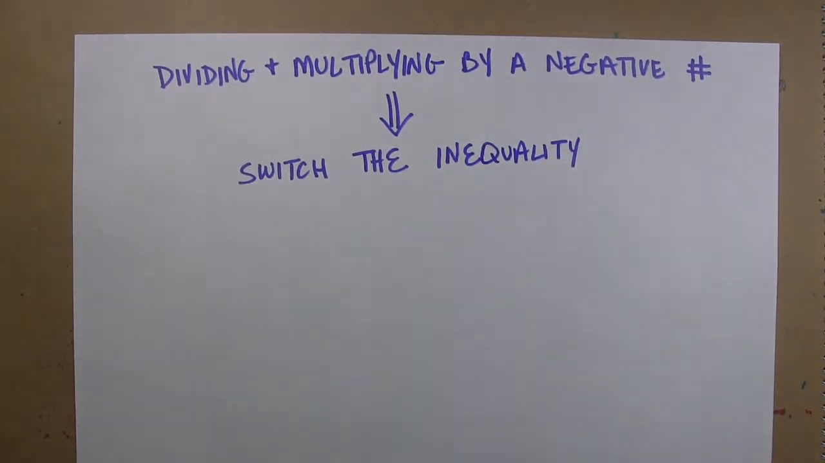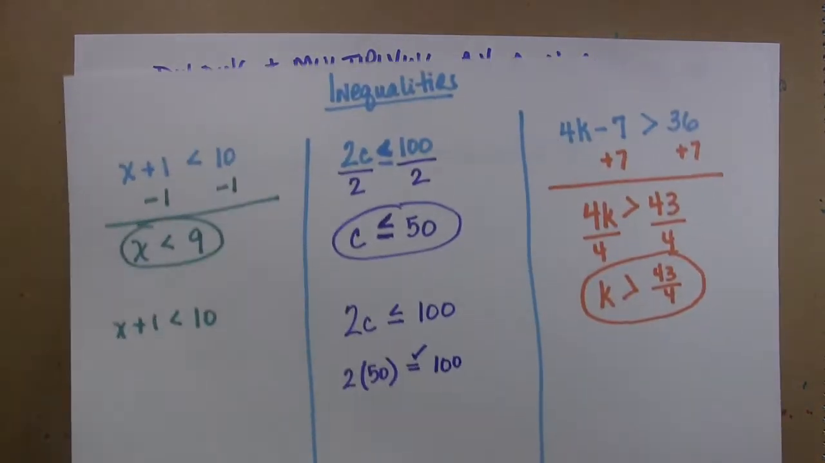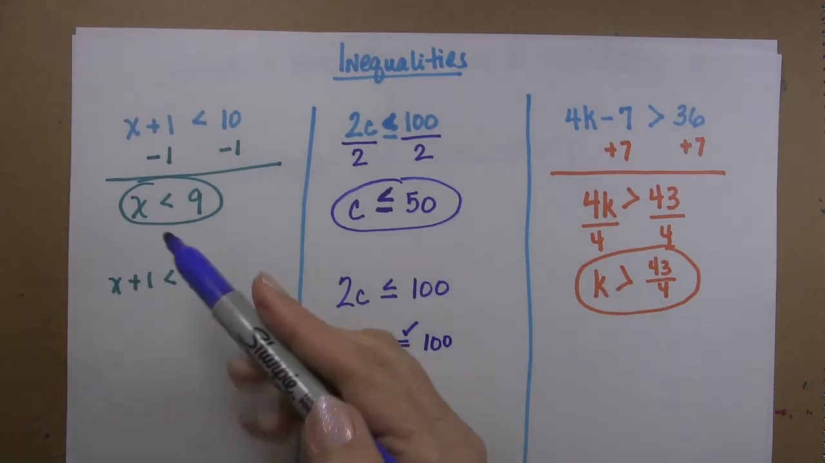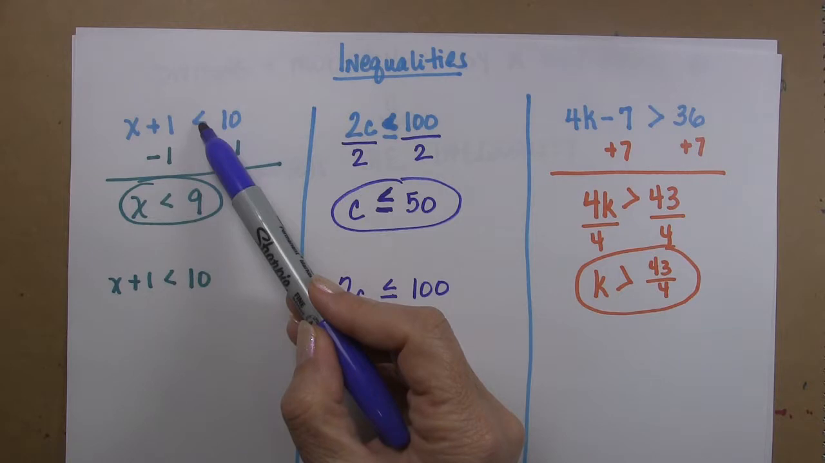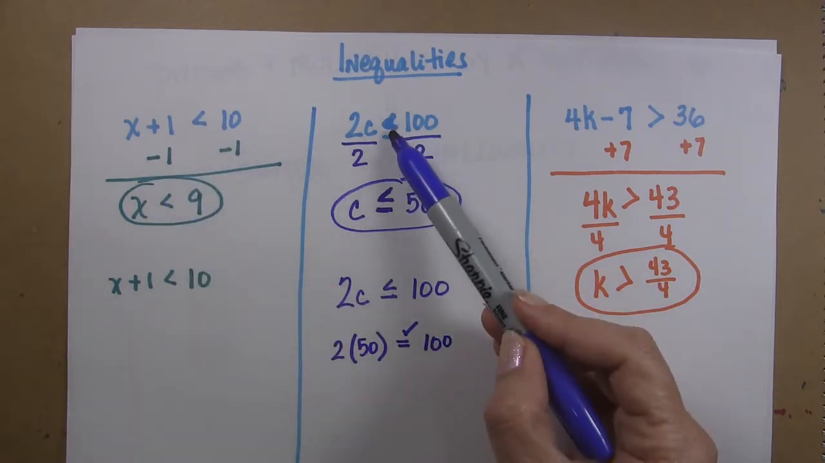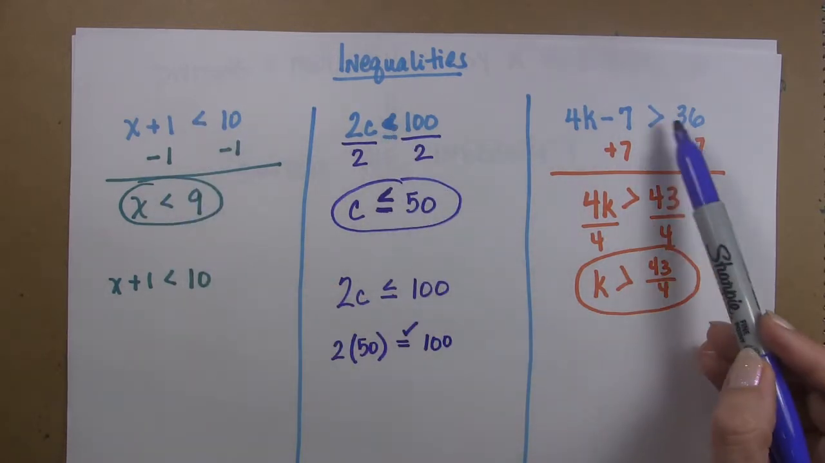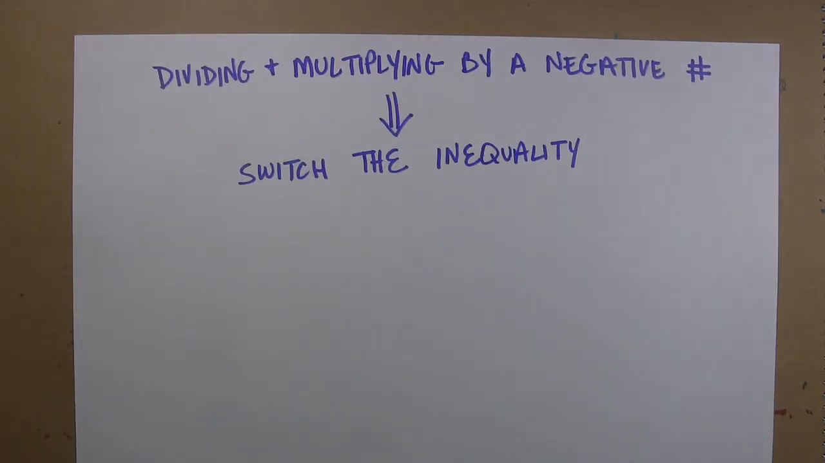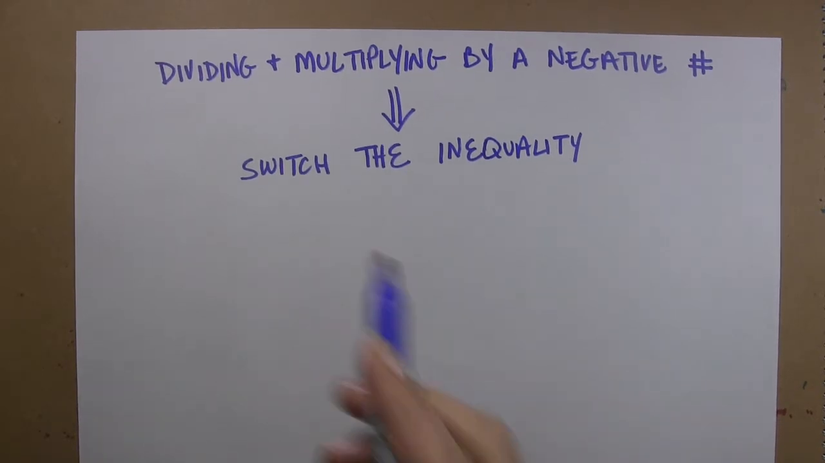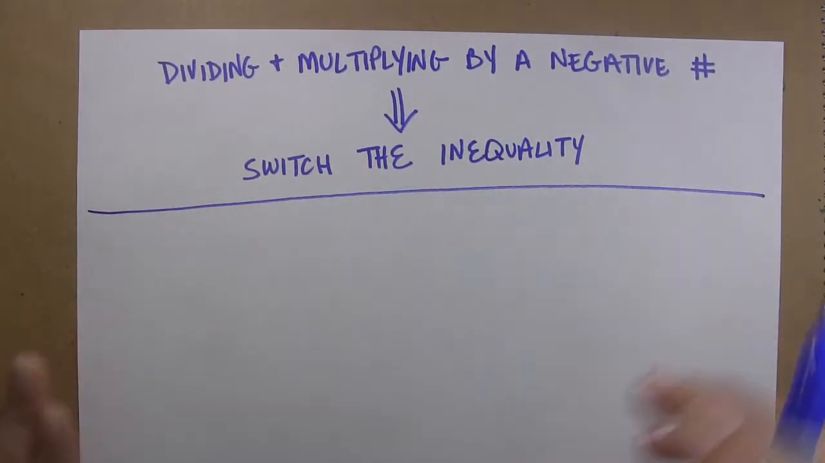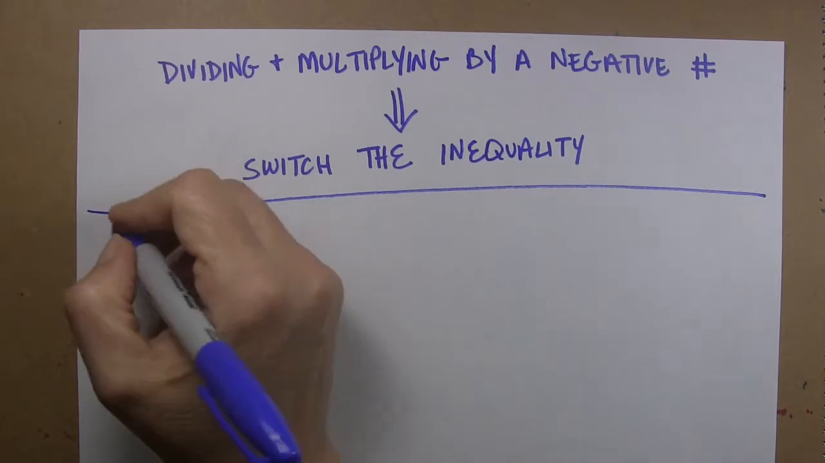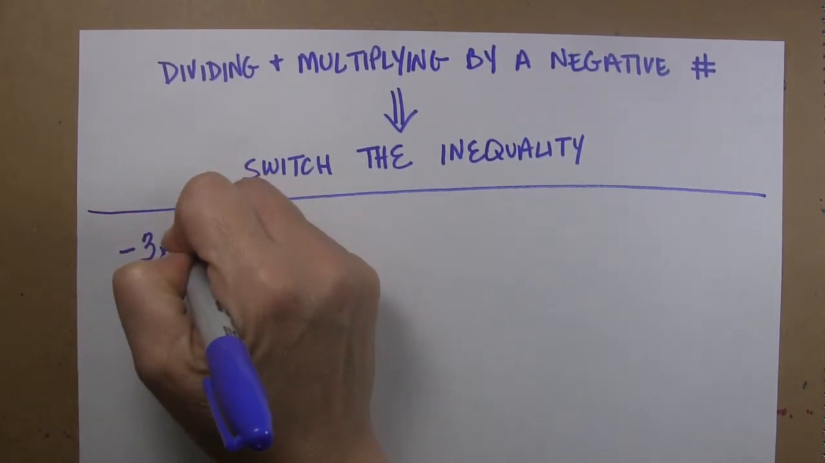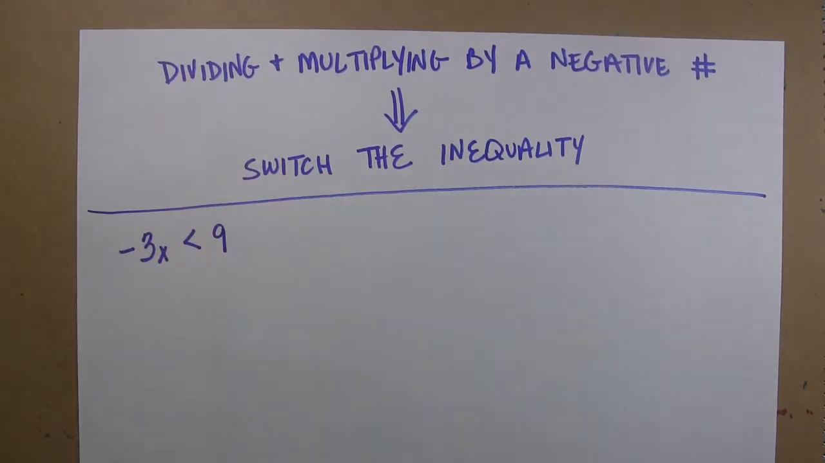Right? Remember these ones that we just did over here? We were multiplying, we were dividing, we were adding and subtracting, and we weren't moving any inequality. It started out less than, ended up less than. Started out less than or equal to, ended up less than or equal to. Started out greater than, ended up greater than. It is a little different when we start dividing and multiplying by negative numbers. So let me give you an equation. Let me give you negative 3x is less than 9.